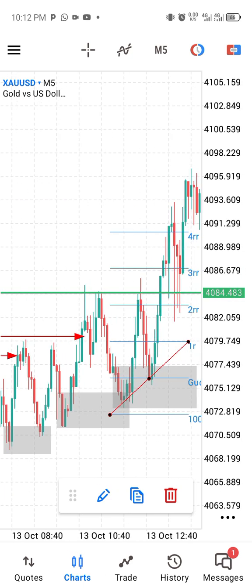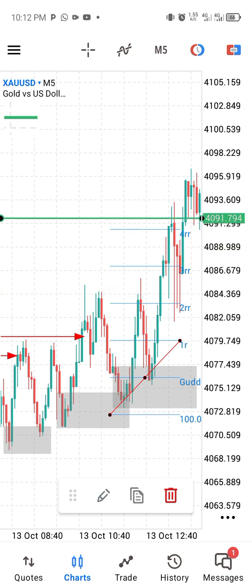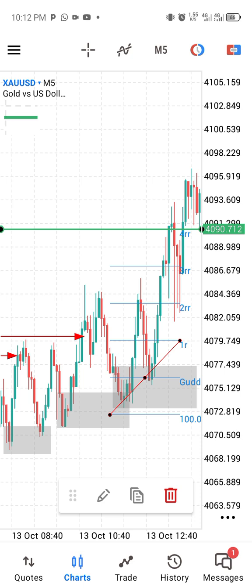This is where I will enter the market. And when I enter the market, my 1:4 will come to this zone. So you can see that we have gotten two trades.